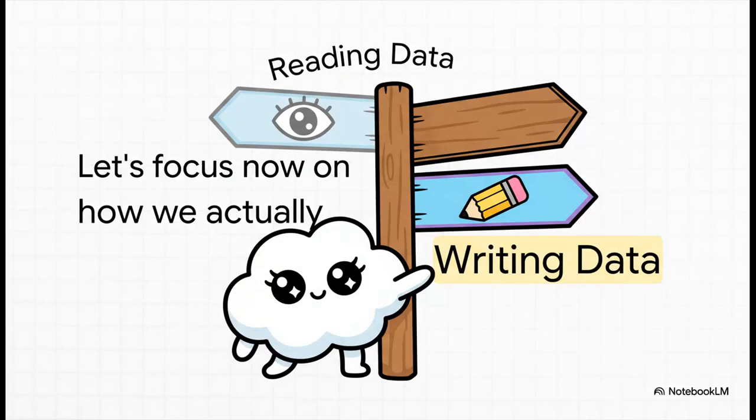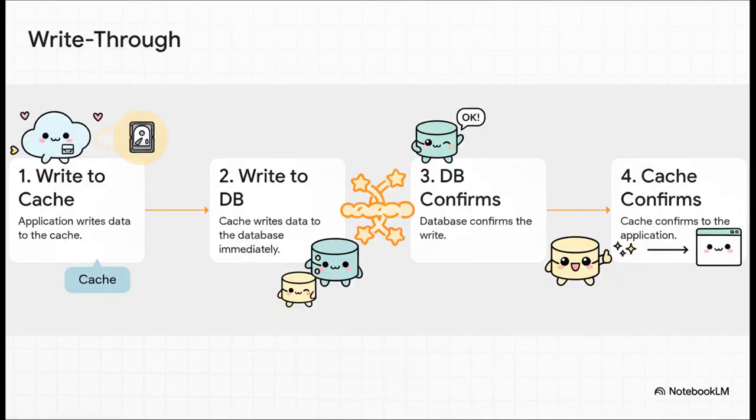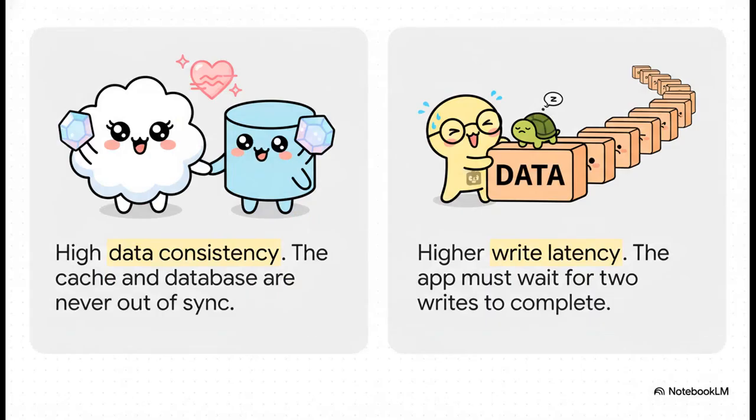Okay, let's flip this around and talk about writing data. This is all about keeping things consistent. With write-through, your app writes to the cache and the database at the same time, no delay. The upside? Your data is always consistent. The downside? Writes are a little bit slower.